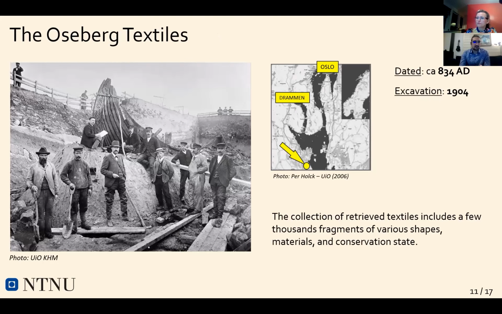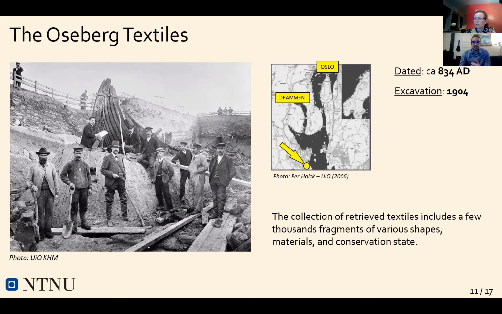And this brings us to the case study of the Oseberg textiles. You are maybe more familiar with the Oseberg ship that was found than me. I discovered this history just recently when I joined this project. And this ship was found almost 120 years ago in the south of Drammen by this group of gentlemen.